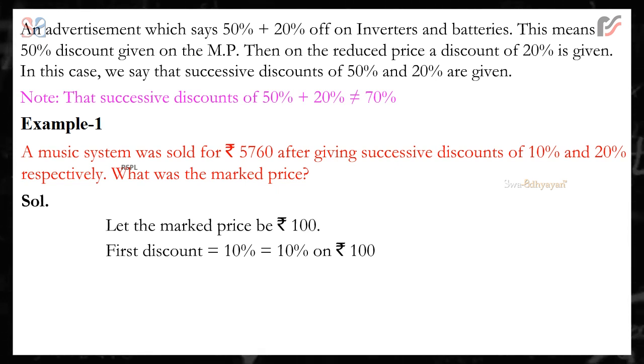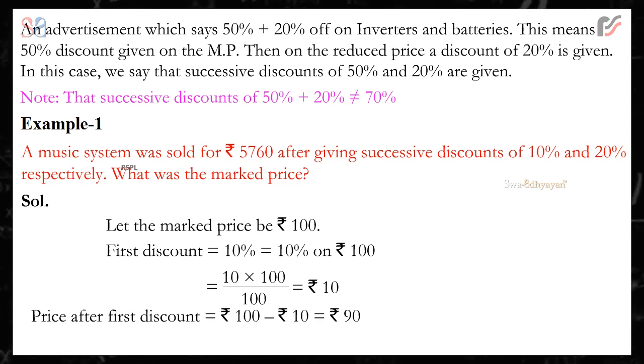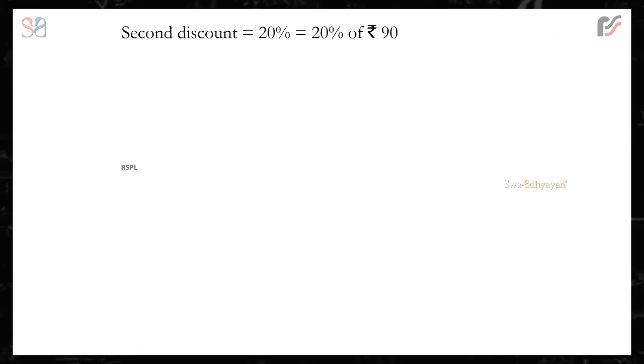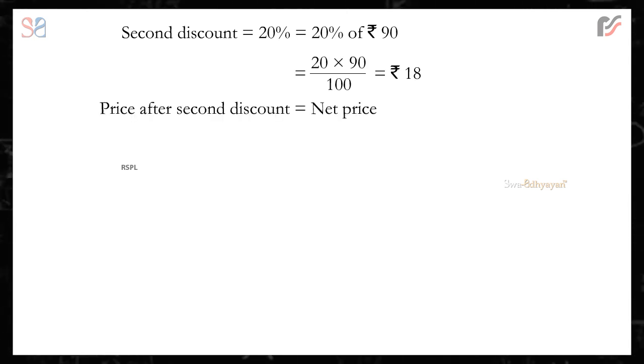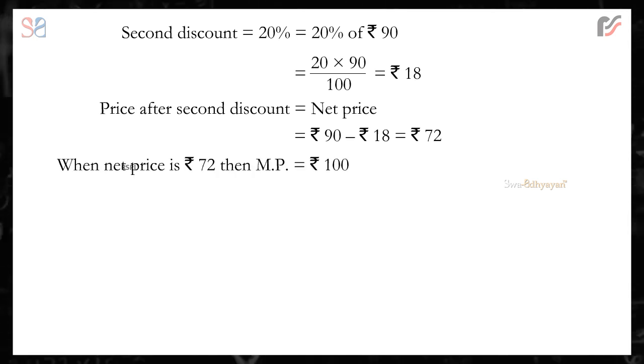10% on rupees 100 is equal to 10 into 100 upon 100 is equal to rupees 10. Price after first discount is equal to rupees 100 minus rupees 10 is equal to rupees 90. Second discount is equal to 20% of rupees 90 is equal to 20 into 90 upon 100 is equal to rupees 18. Price after second discount is equal to net price is equal to rupees 90 minus rupees 18 is equal to rupees 72.